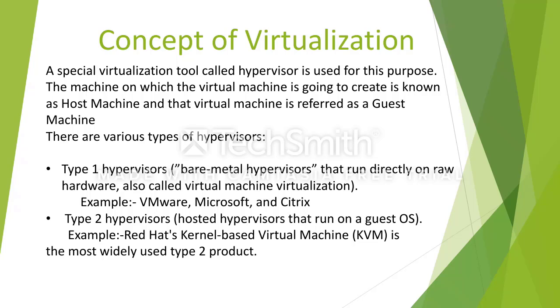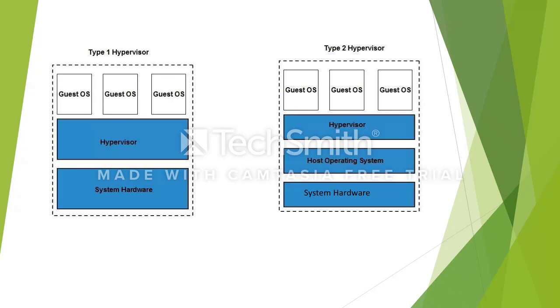Now that we have a basic understanding about the hypervisor, let's see its types. There are various types of hypervisor: type 1 hypervisor and type 2 hypervisor. Type 1 hypervisor is one which is directly installed on top of the physical server. They are also called bare metal hypervisors. The other type of hypervisor is type 2. In this hypervisor, there is a layer of host operating system that sits between the physical server and the hypervisor. So therefore they are also known as hosted.